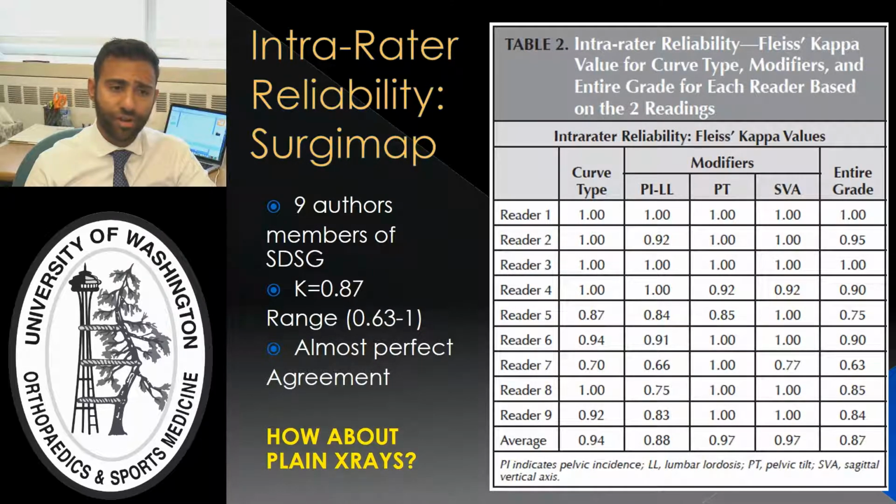So the inter-rater reliability was evaluated in a separate study. 9 members of the Spinal Deformity Study Group looked at the Schwab classification and found that it had almost perfect agreement among the users with a kappa of 0.87. This is primarily what has led to the popularization and the use of this classification system for research and for surgical decision making.